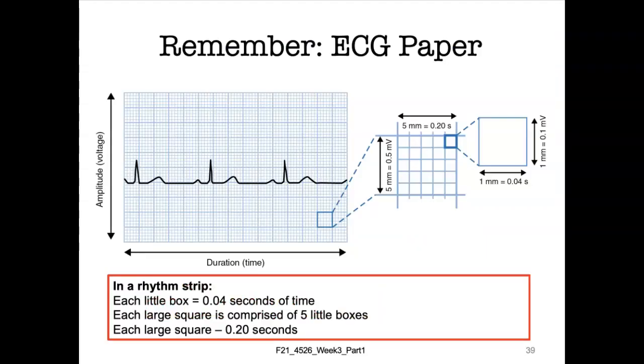So remember the ECG paper and how you figure out timing. Remember that each large box is 0.2 seconds. Each of the tiny little boxes within the 0.2 seconds, there are 5 of them, and they are 0.04 seconds each. So this is really important. These are simple facts to get you started as we look at the conduction times on a strip.